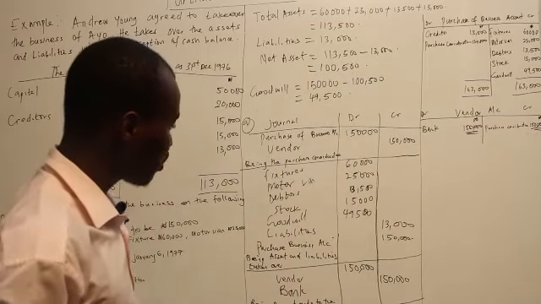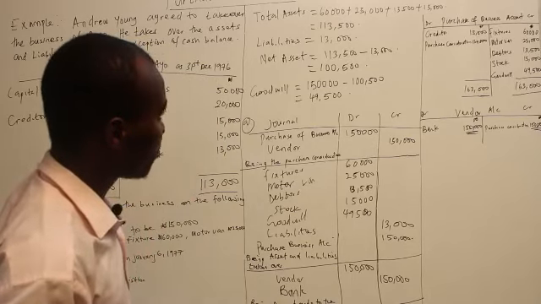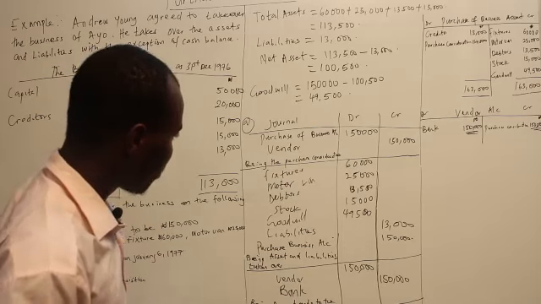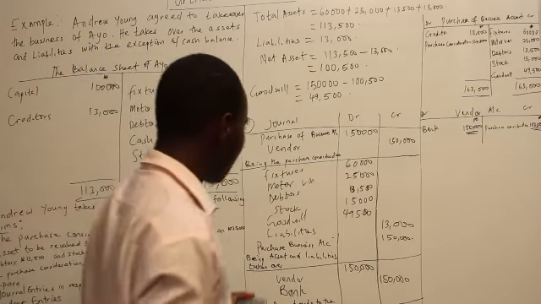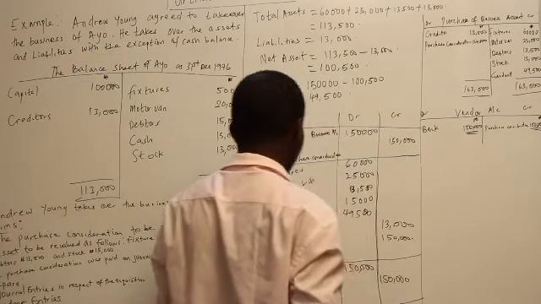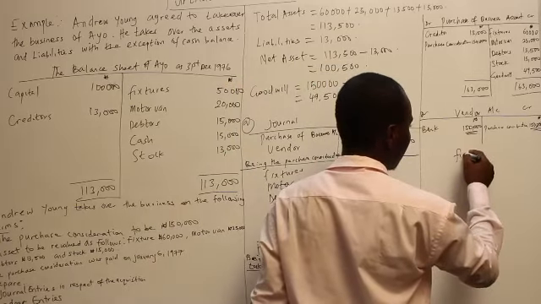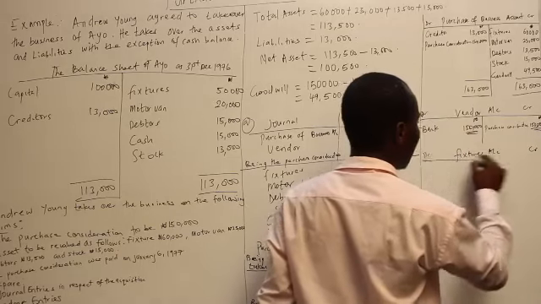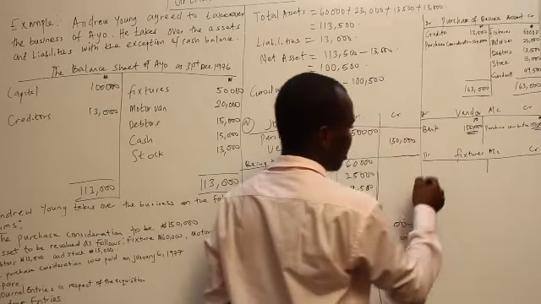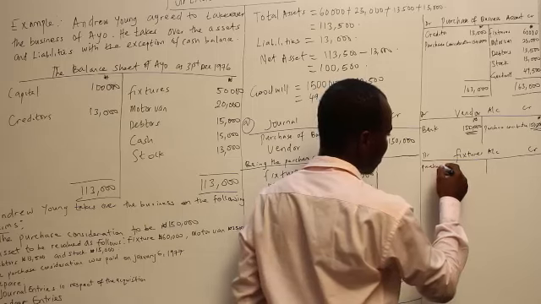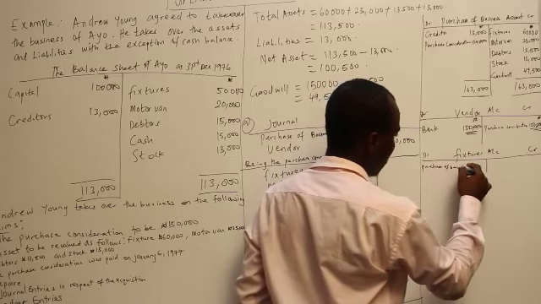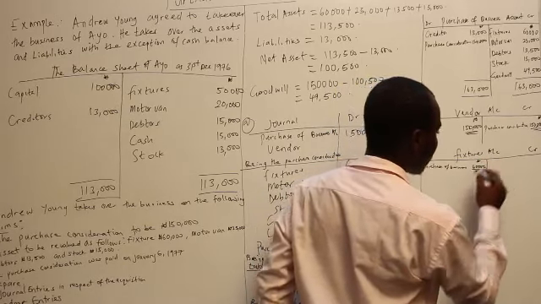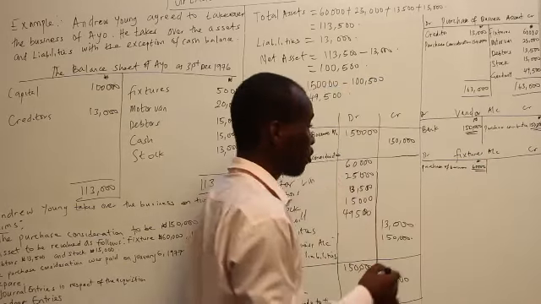Now the next thing is to prepare the fixtures asset account. We said we are going to debit assets taken over, that is purchase of business. So with that, how much is that? 60,000 naira. So we have this. We also have a motor van.